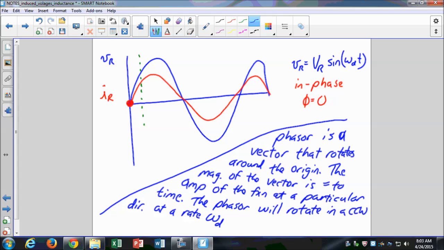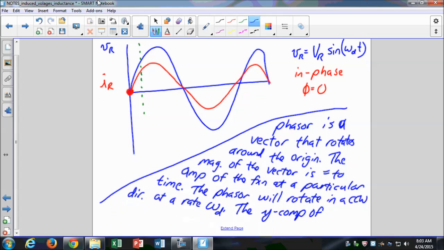That's the frequency, the driving frequency of my AC electric source. The y component of that vector will show the magnitude of the function at that time. So the y component of the phasor, or of the vector, or excuse me, the amplitude of the function at that time. Let me just show you some examples.